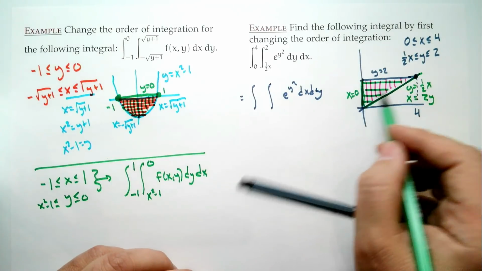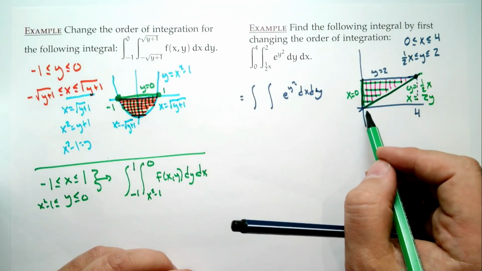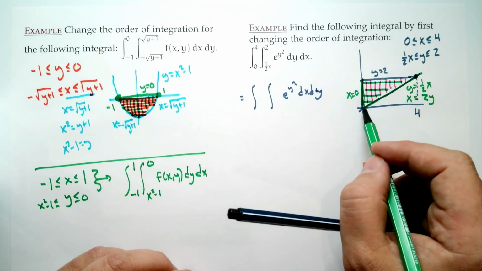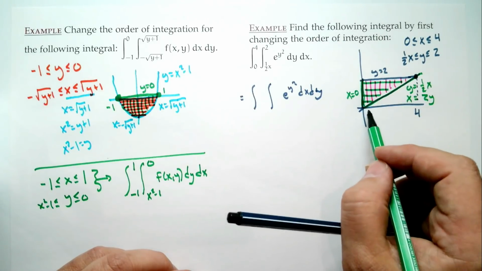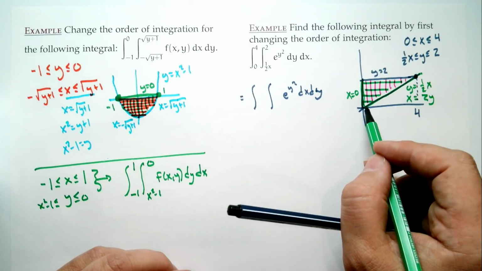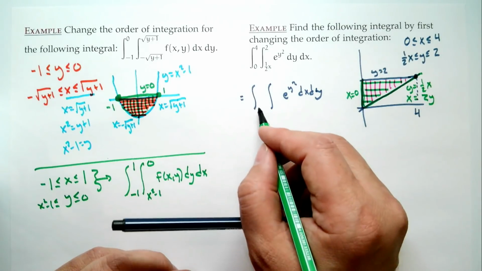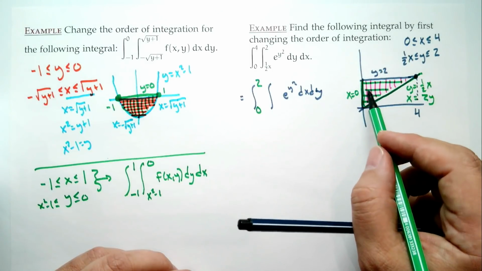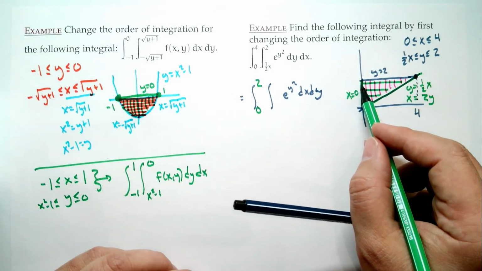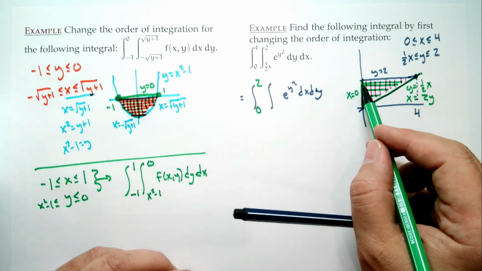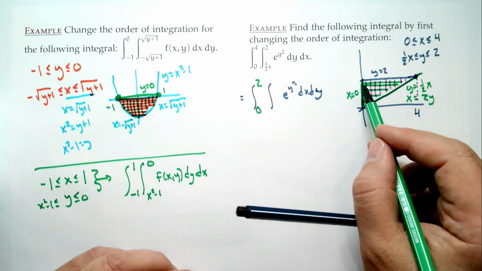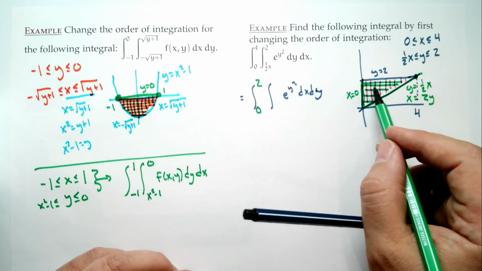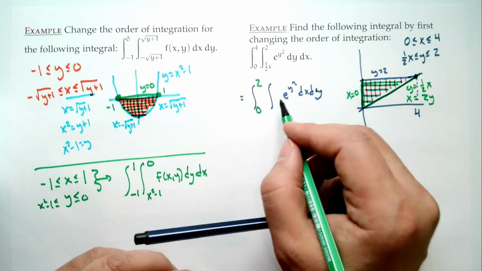All right, so now we can start reading things off. So if I'm slicing horizontally, where do I start my slices? Where do I stop my slices? 0 and 2. I start slicing here at the bottom of the region. I stop slicing at the top of the region. 0 to 2. Okay, now, my slices, where do I go from? Well, I go left to right, low to high. So I start where? 0, and I end 2y.